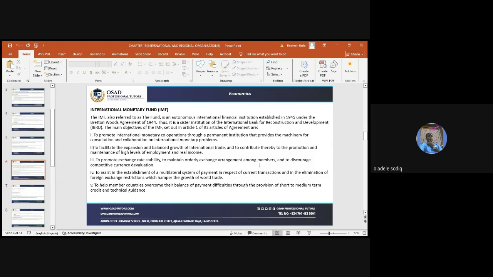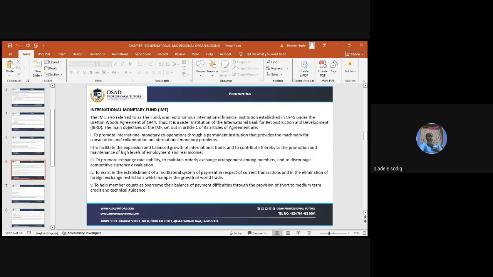And what are the objectives of IMF? So each of all these organizations, if you look at them, you discover that they all have what? Objectives. So they are not just set up for setting up's sake. They have objectives that they are to meet. So number one is what? To promote international monetary cooperation through a permanent institution that provides the machinery for consultation. So one of the objectives of the International Monetary Fund is to promote international monetary cooperation.